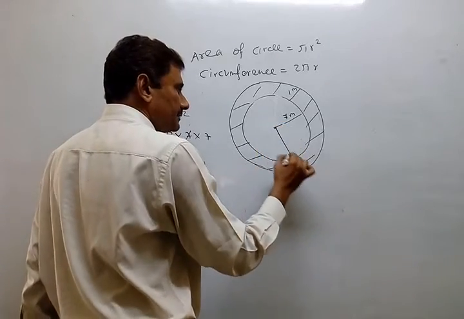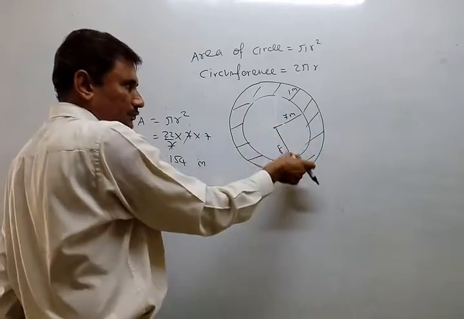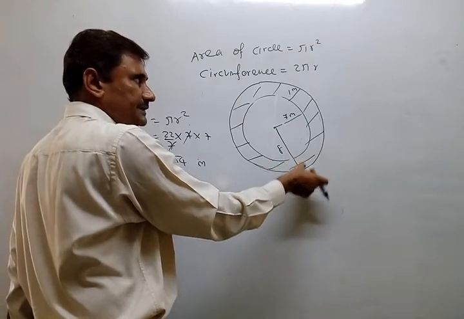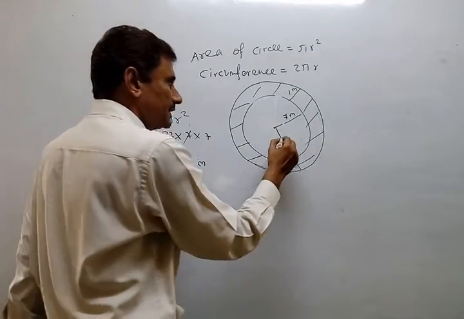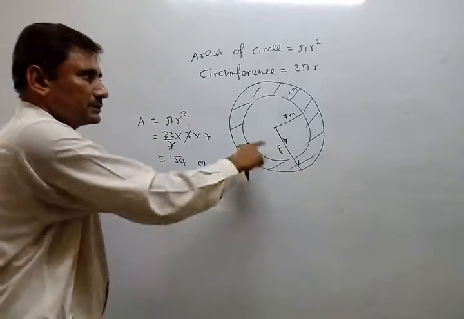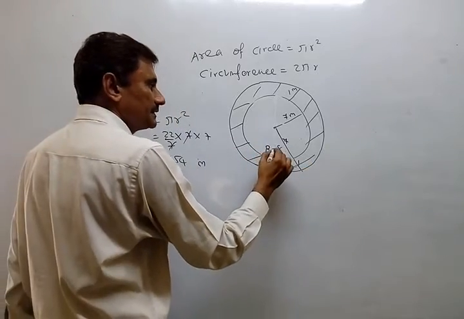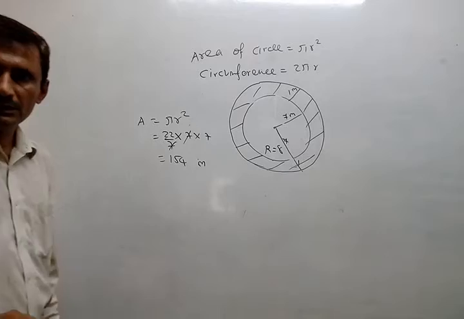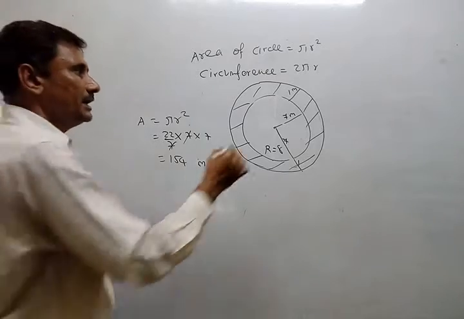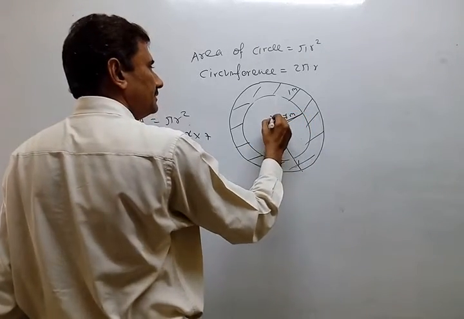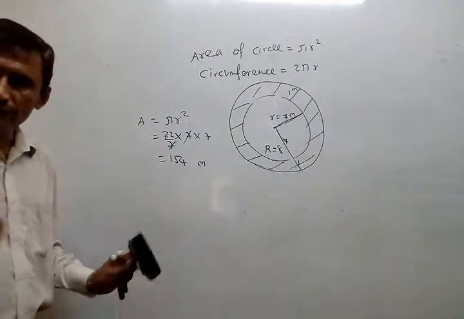This radius will be 8. Why? Because up to this point the length is 7 and then 1 extra. Why? The width is 1. So 7 plus 1. So this radius is 8. Let it be capital R. Otherwise you can write R1, R2. And this is given as 7. So we found two different symbols.